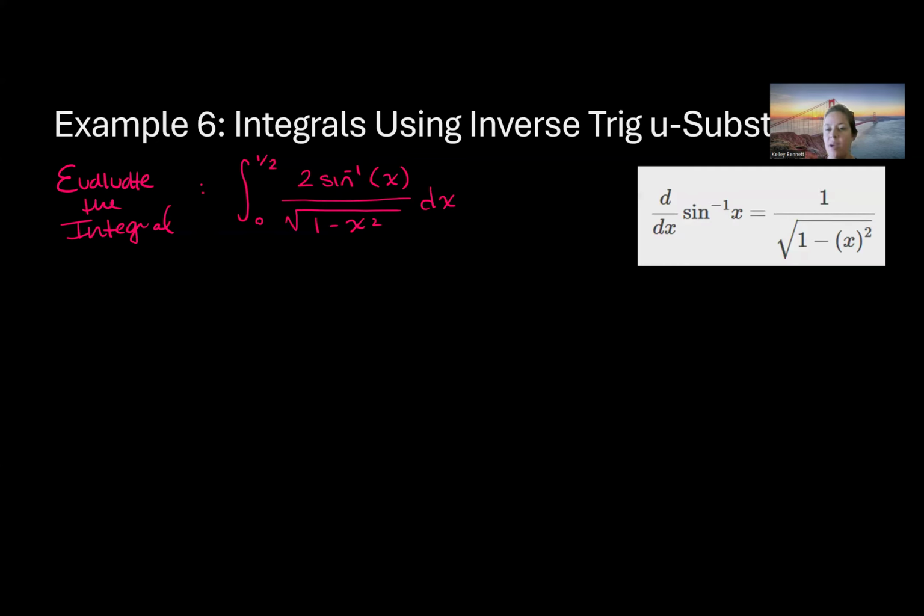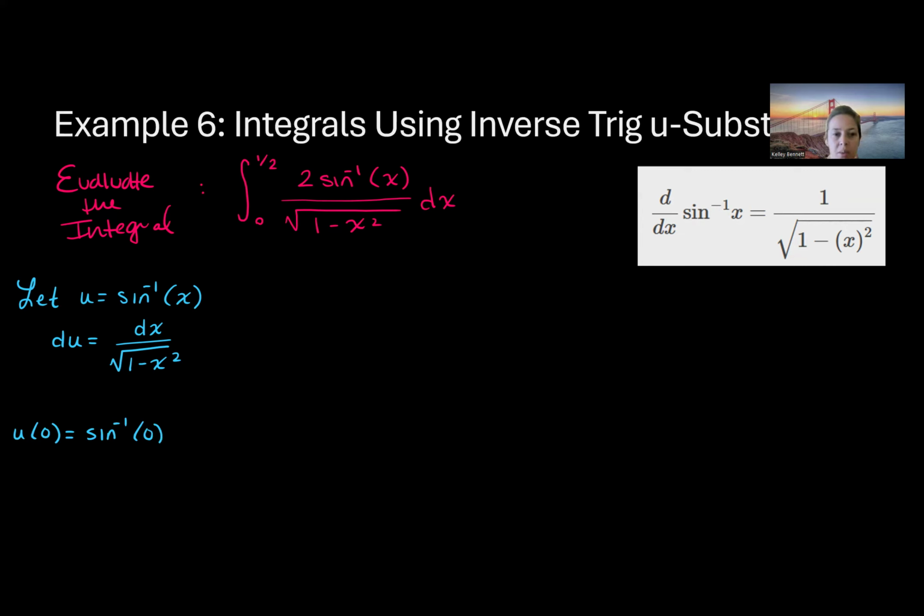So here's my friendly reminder about the derivative of arc sine. It looks good. I've got a derivative and its function together as my integrand. So I'm going to let u equal arc sine of x. Then du will be just dx over the square root of 1 minus x squared. And this is an extremely straightforward u-substitution.